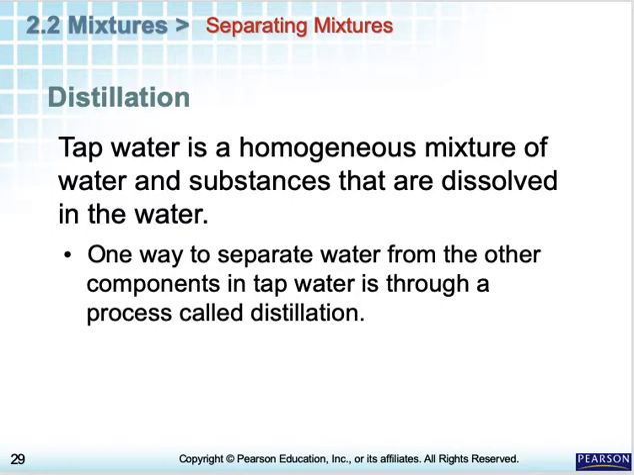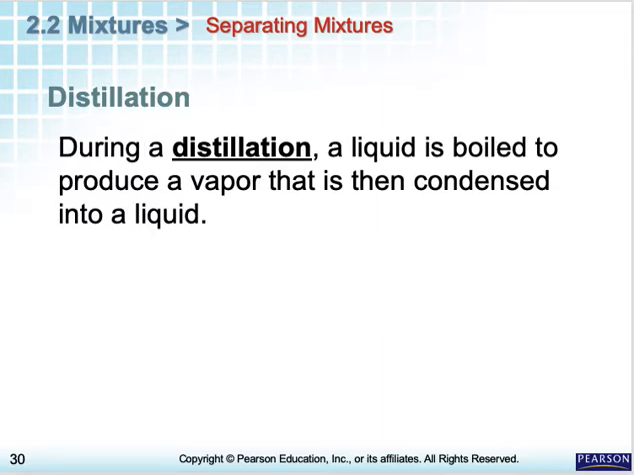So tap water is a homogeneous mixture of water and substances that can be dissolved in the water. We add things to water to keep it healthy and safe for us to drink. But one way to separate the water from the other components in tap water would be a process called distillation. And in distillation, a liquid is boiled to produce a vapor that is then condensed back into a liquid.